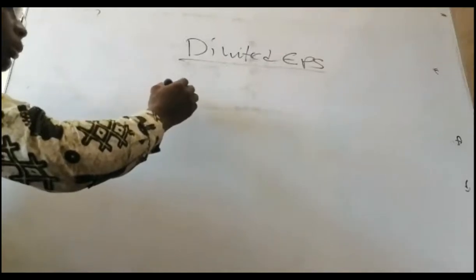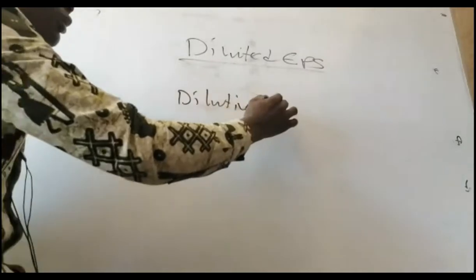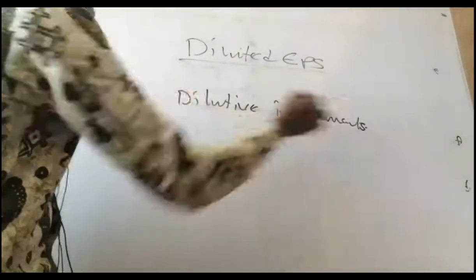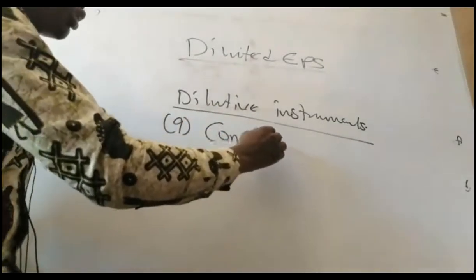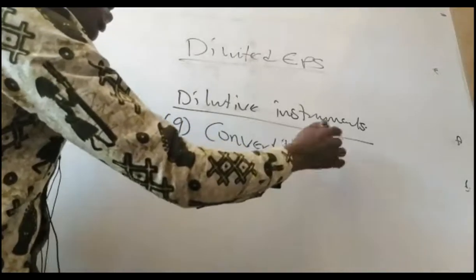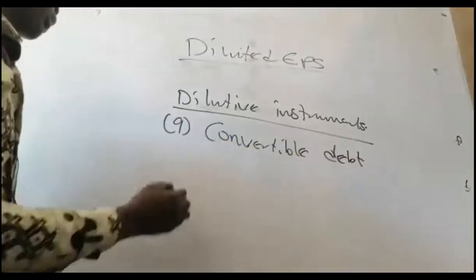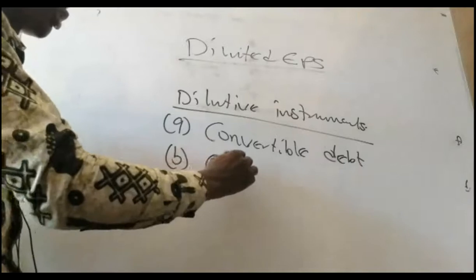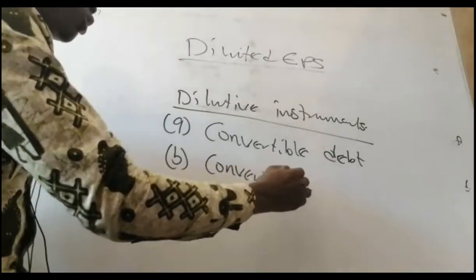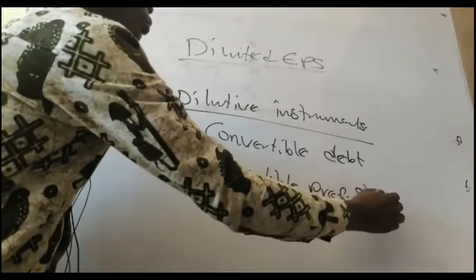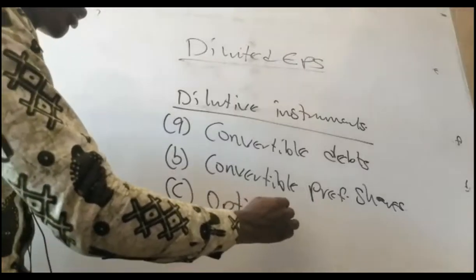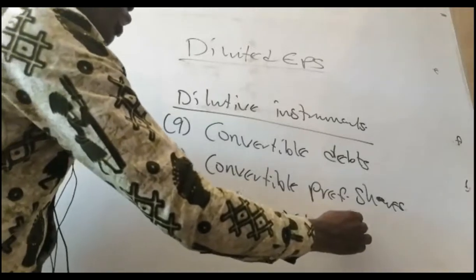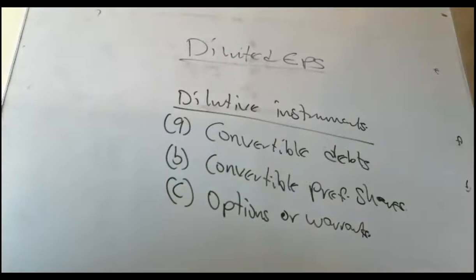So dilutive instruments. First is the convertible debt. Second is the convertible preference share. Last is the options or warrants. So these are the instruments that normally cause a dilution in the earnings per share.